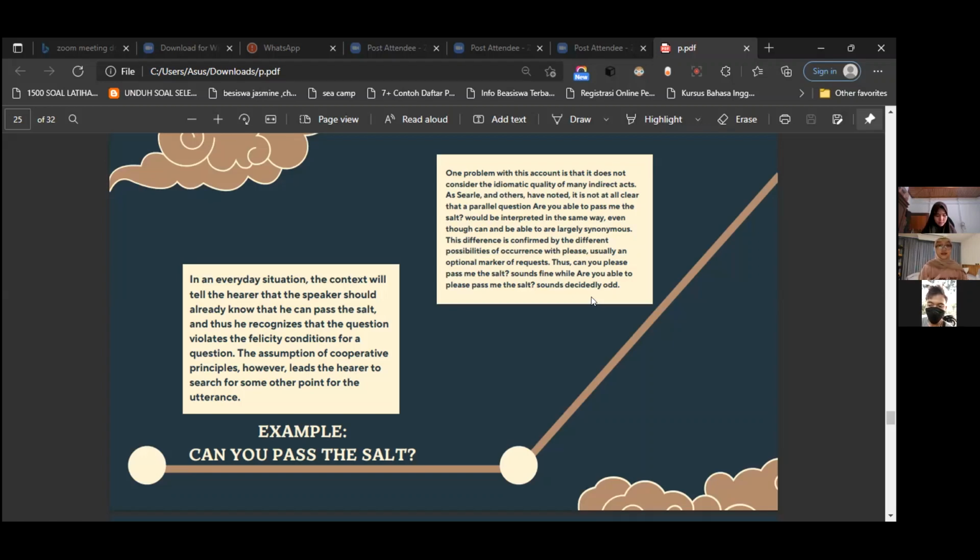And this difference is confirmed by the different possibilities of occurrence with "please" as an optional marker of request. Thus, "can you please pass me the salt" sounds fine, while "are you able to please pass me the salt" sounds decidedly odd. And Searle's response to this seems to be that while the account of inference we have just outlined stands, there is a certain degree of conventionality about forms like "can you" being used as requests.